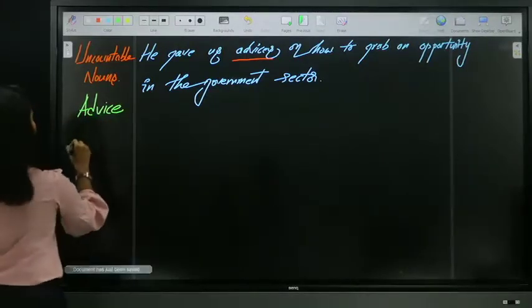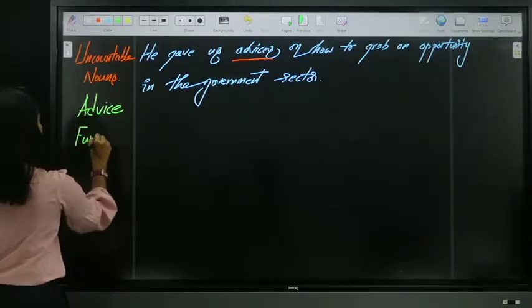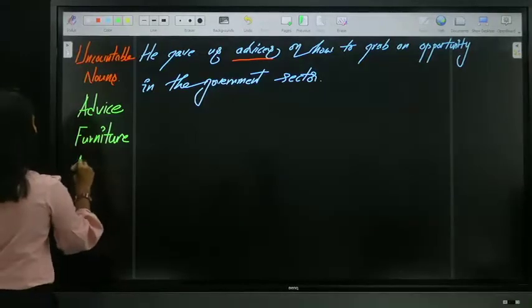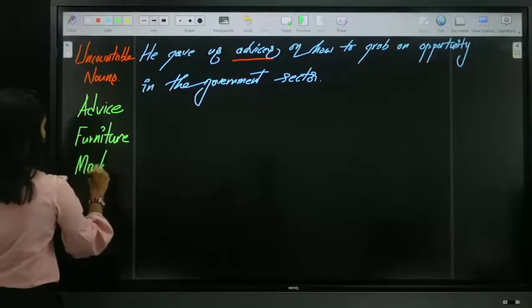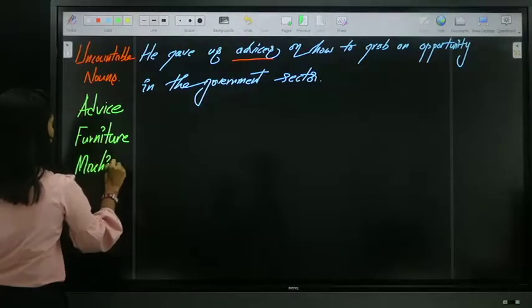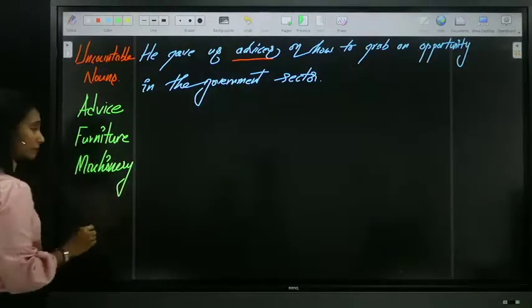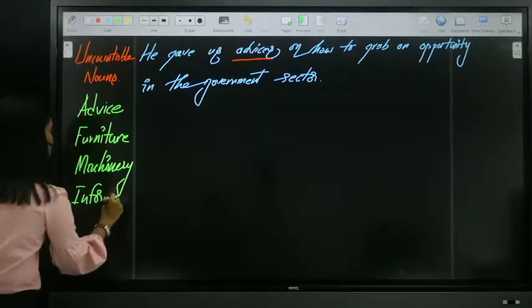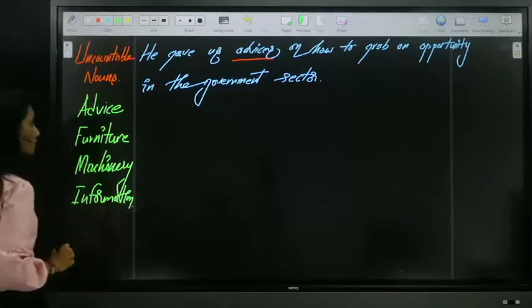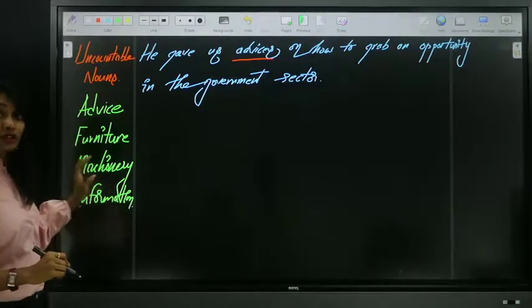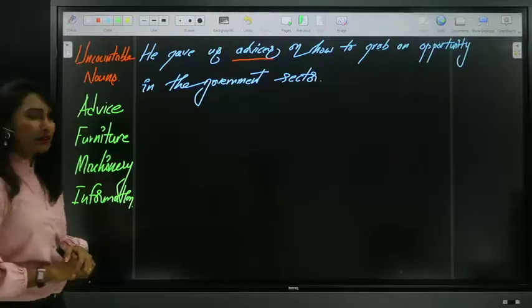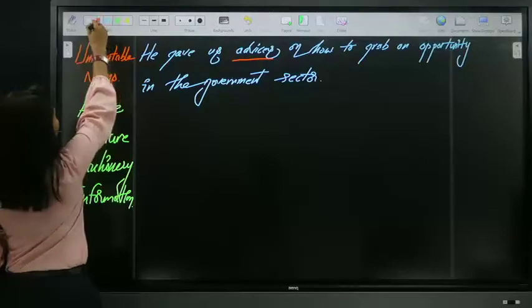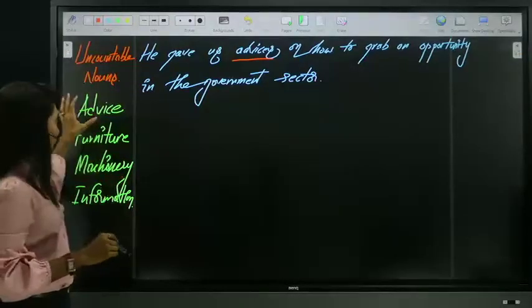Advice, furniture, machinery, information. So these are uncountable nouns. So they're always singular. However, we can talk about these in a different sense when you're specifying something particular.